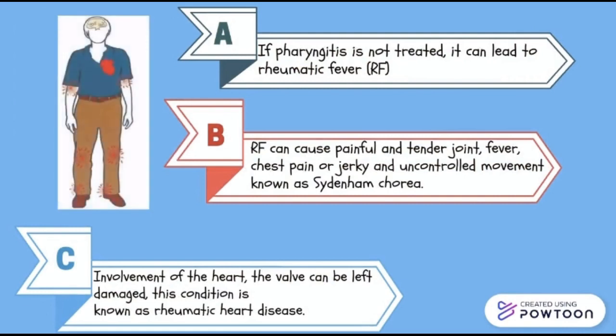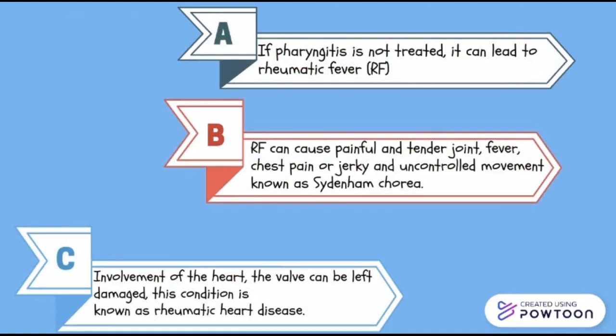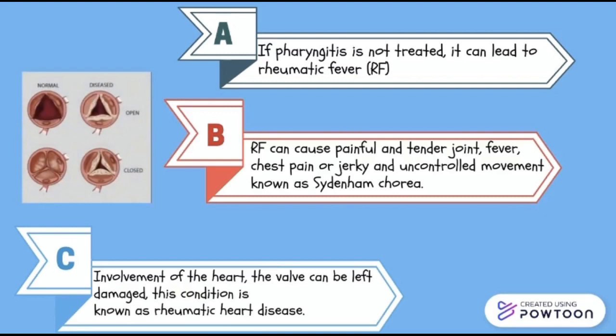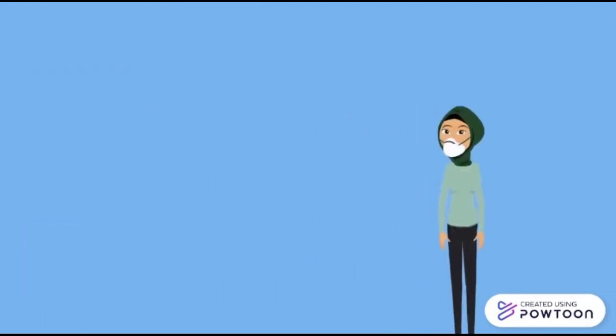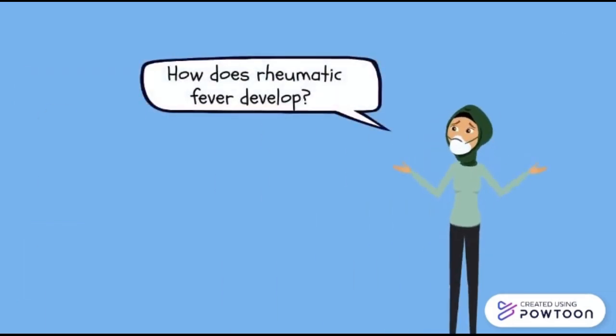Rheumatic fever can cause painful and tender joints, fever, chest pain, or jerky and uncontrolled movement known as Sydenham chorea. In the case of involvement of the heart, the valve can be left damaged and lead to rheumatic heart disease. But how does rheumatic fever develop?